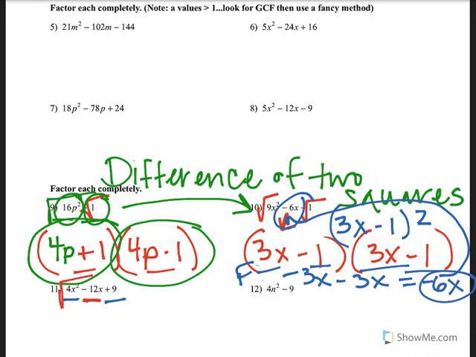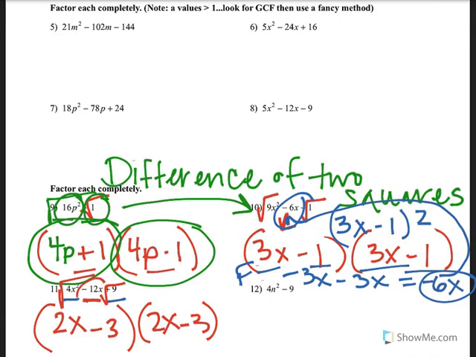The square root of 4x squared is going to give you 2x. So one of them is 2x, and the other one is 2x in the beginning. So I have 2x and a 2x, and then the square root of 9 is 3 and 3. And I know both of these are negative because my middle term is negative. So I can just write out my answer as 2x minus 3 squared.